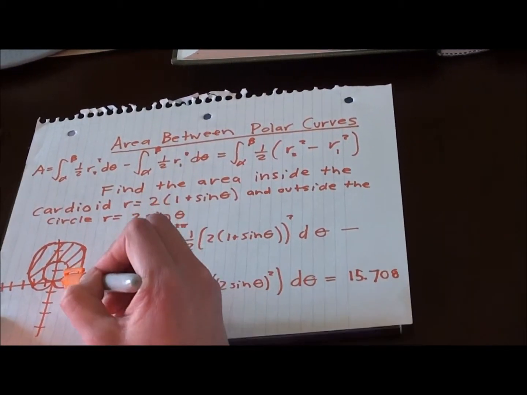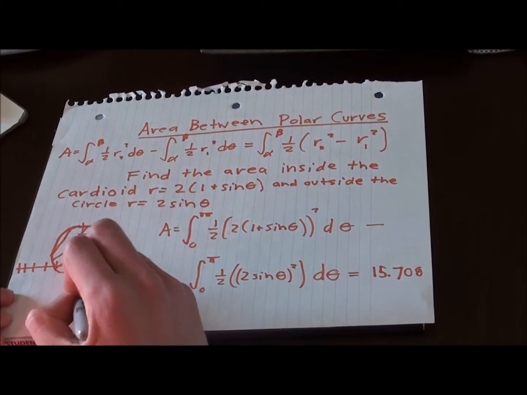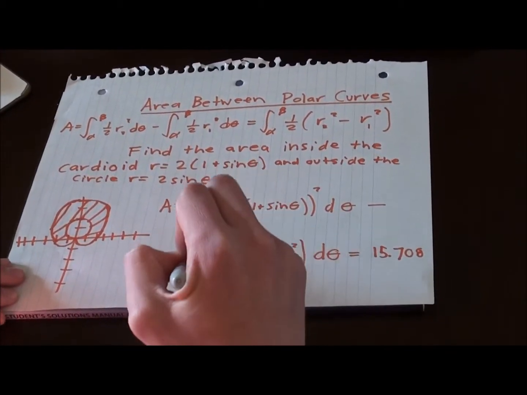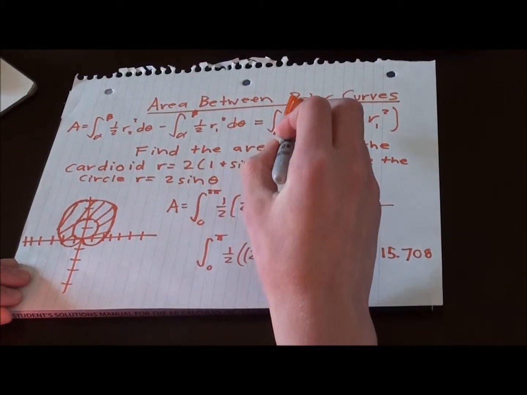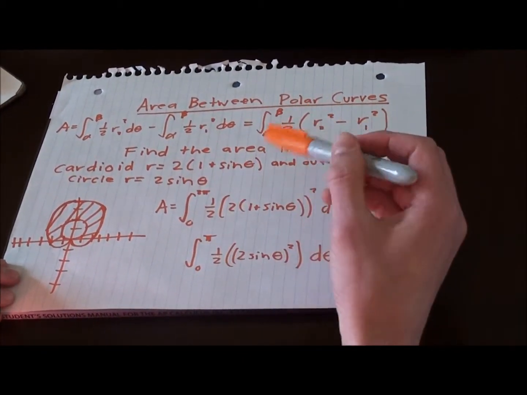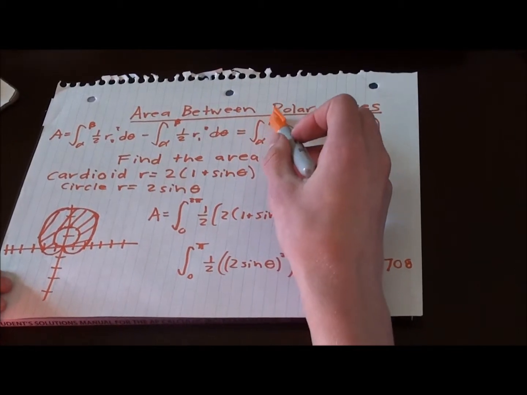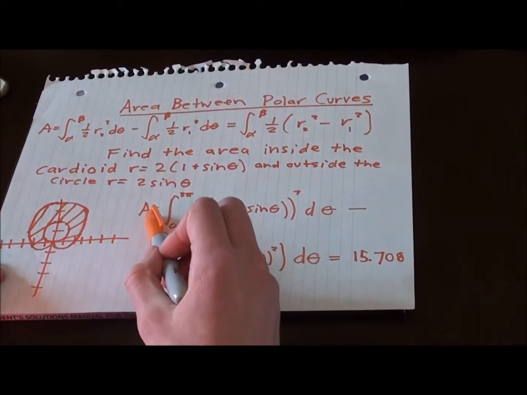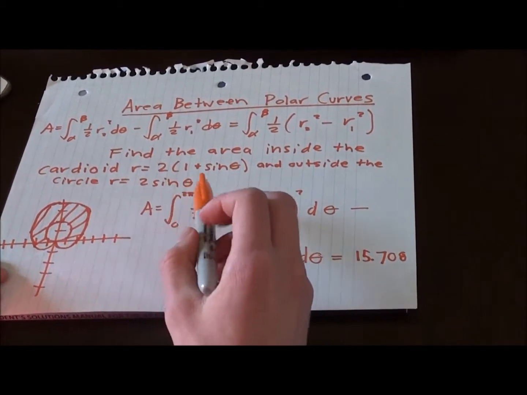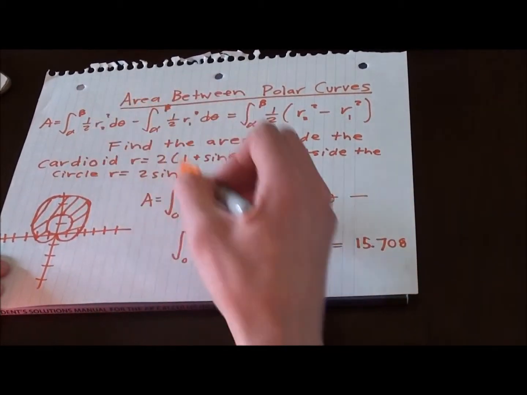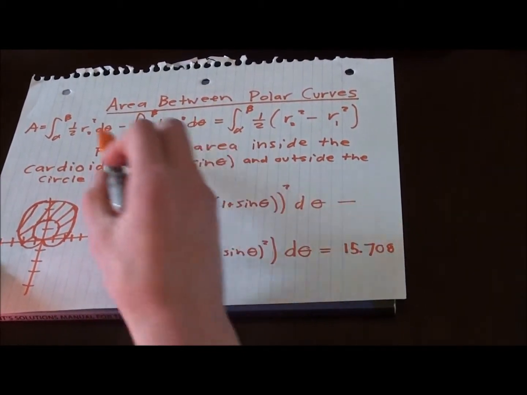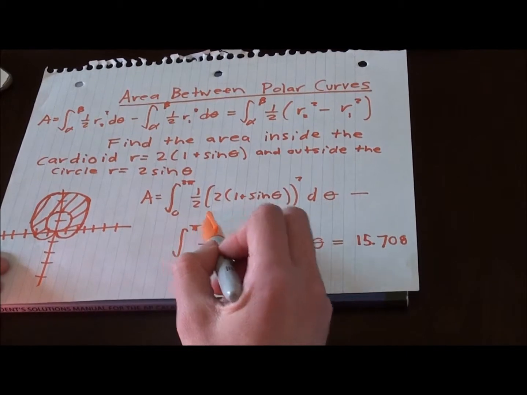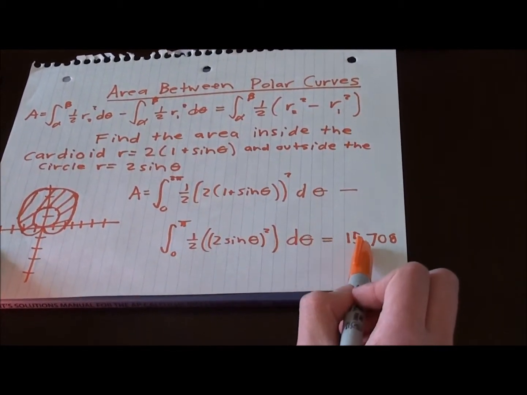One thing you have to be careful with on this problem is that the circle sweeps out its area from 0 to pi instead of from 0 to 2 pi. So if you would have used this equation here and said your alpha was 0 and your beta was 2 pi, you would have gotten this problem wrong. But basically we just did the cardioid first and plugged that into the formula from 0 to 2 pi, and then we subtracted the circle right here from 0 to pi, and we ended up getting 15.708.